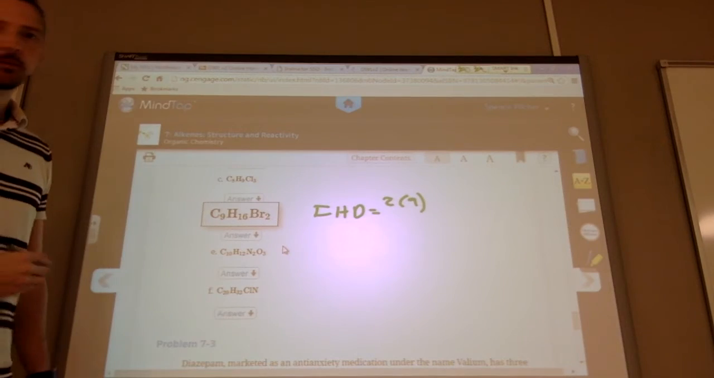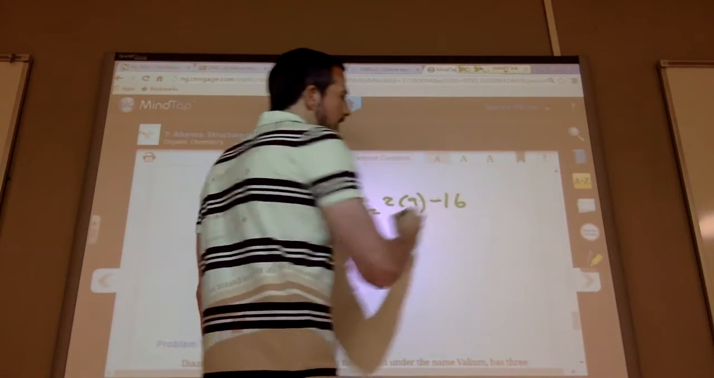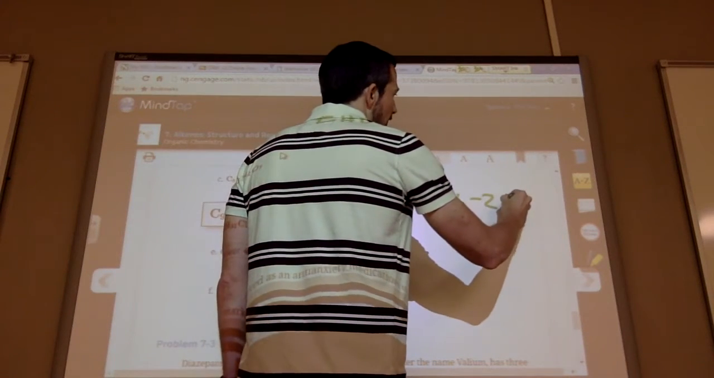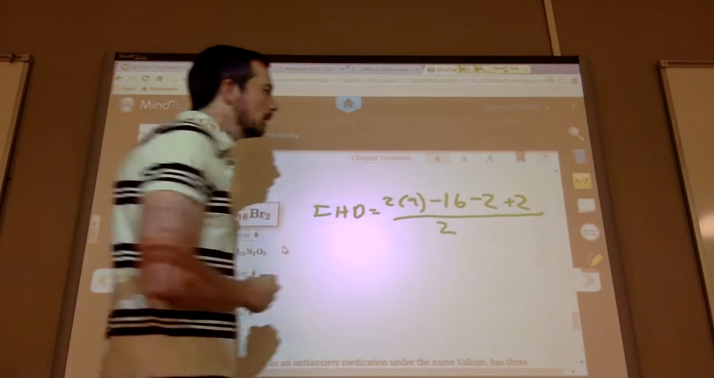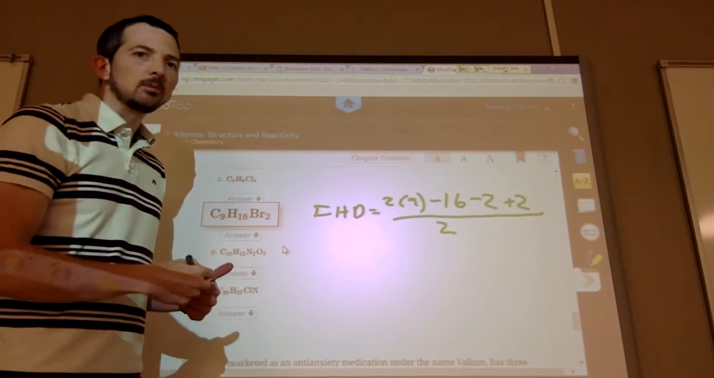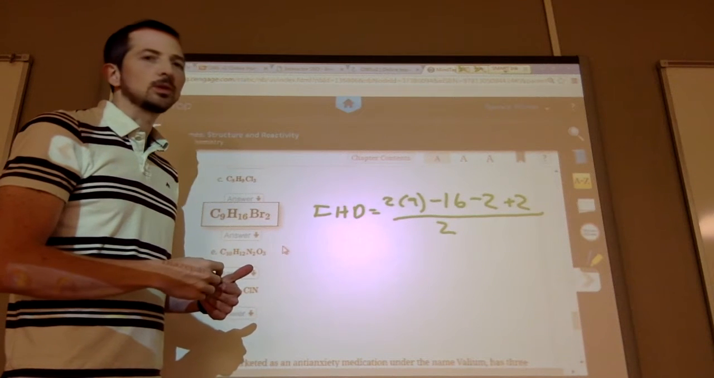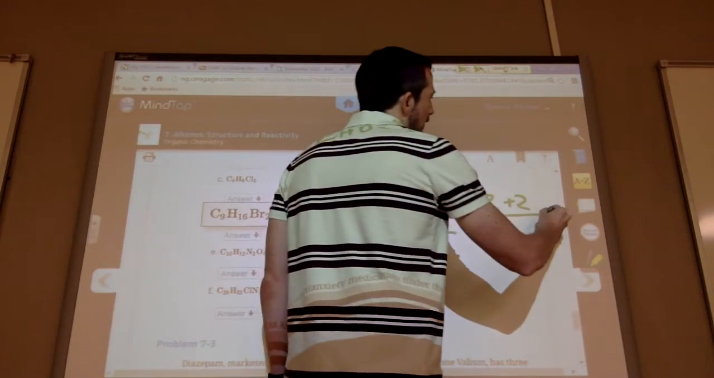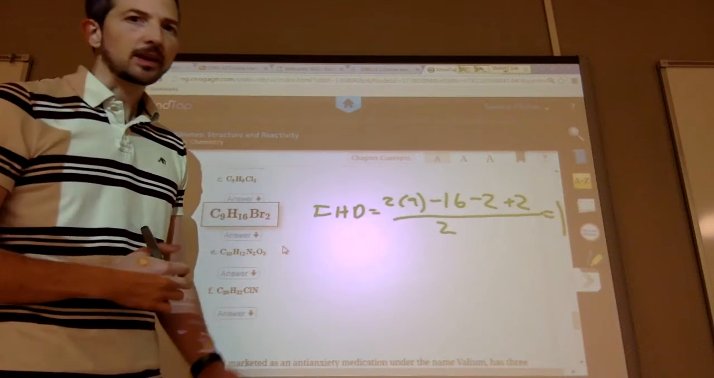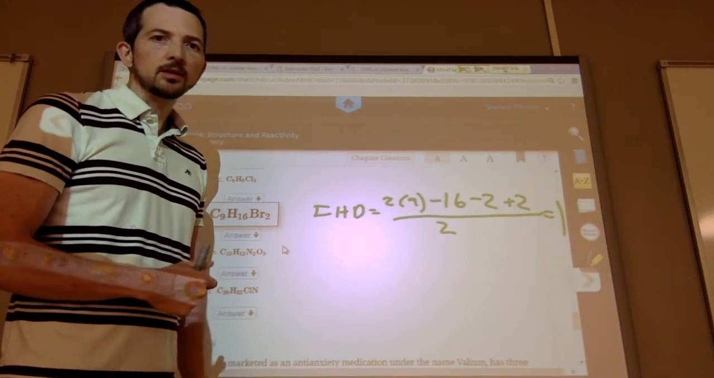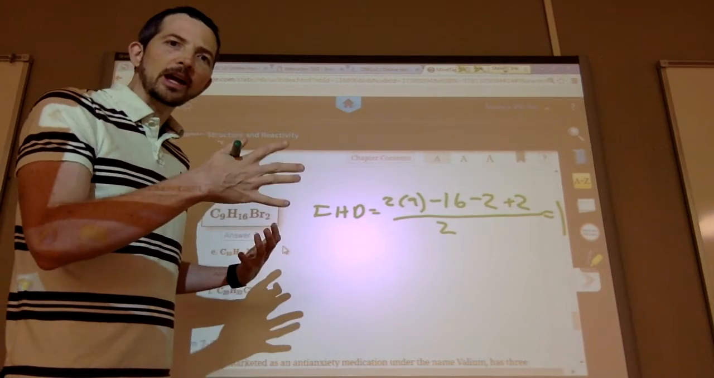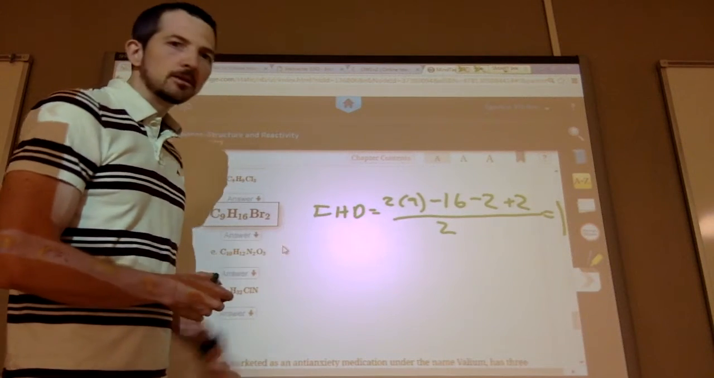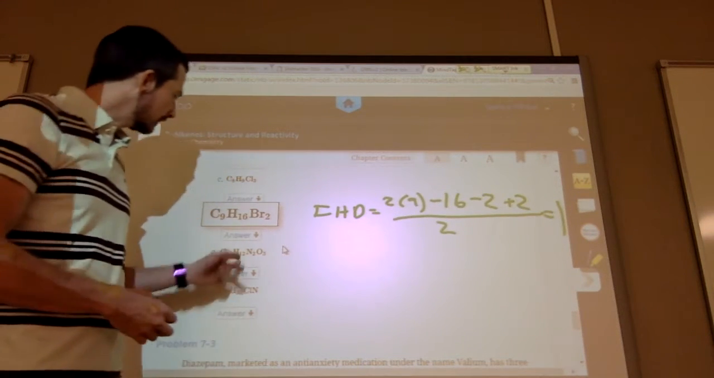So 2 times 9, subtract 16. Now I have a halogen, so you subtract halogens. Subtract 2 and plus 2 divided by 2. So I have 18, 2 times 9 is 18, minus 16 is 2, 2 minus 2 is 0, and then I have plus 2, 2 divided by 2, 1. So IHD of 1. So that tells me I either have 1 ring or 1 pi bond. So I could just draw out a structure like 9 carbons, put 2 bromines on it someplace, and put a double bond in it someplace. I know I'd have that formula. Let's go ahead and look at this next one. Let's look at E.